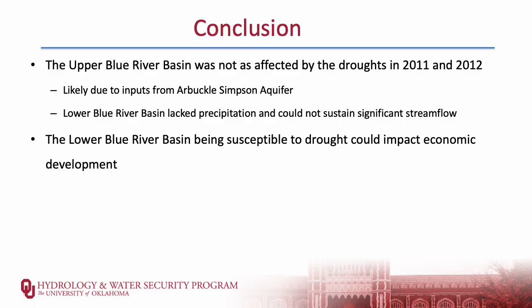That being said, the lower Blue River Basin is home to a lot of development lately, and this drought susceptibility could spell economic impacts in the future if Durant keeps developing like it is. I haven't mentioned it in this study so far, but the Blue River is the primary source of water for the city of Durant and the surrounding suburbs in Durant.